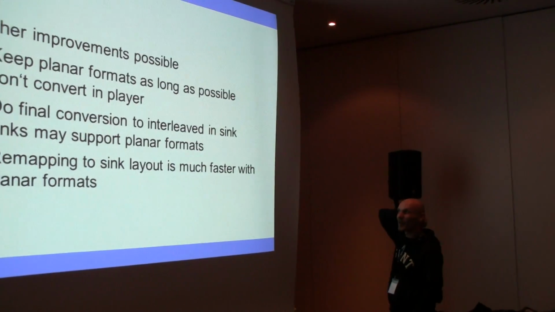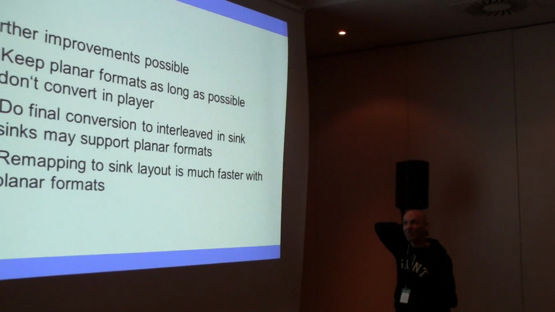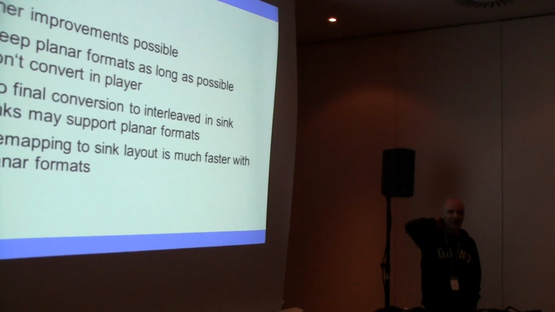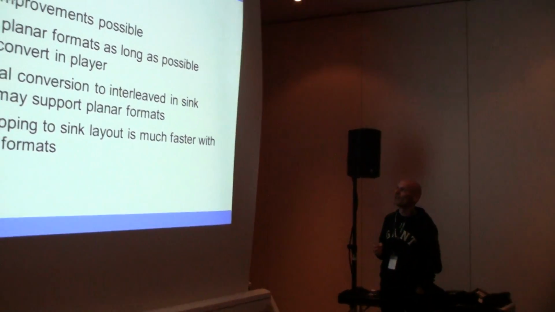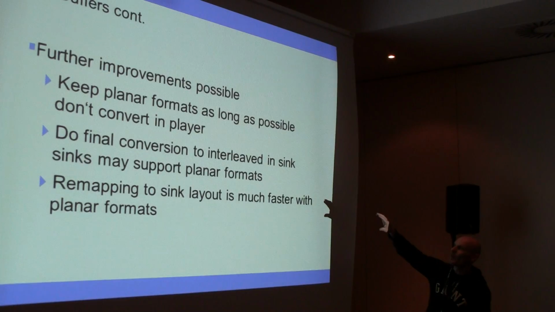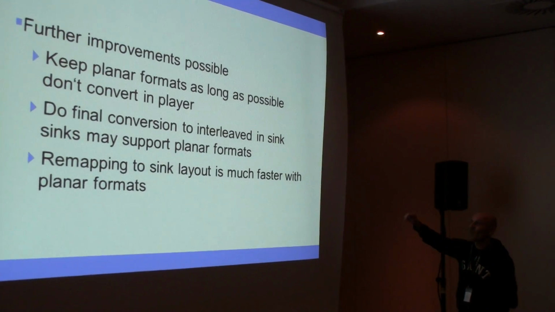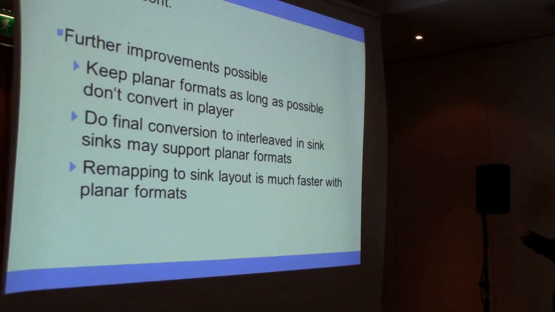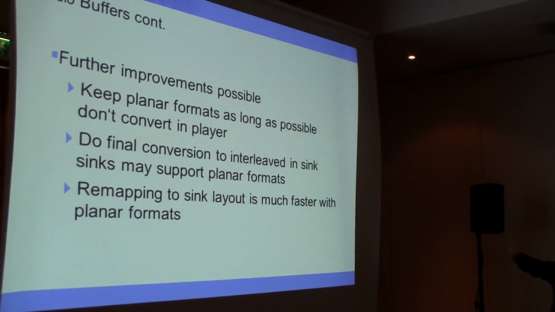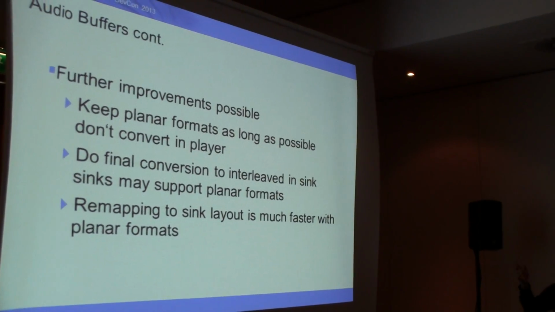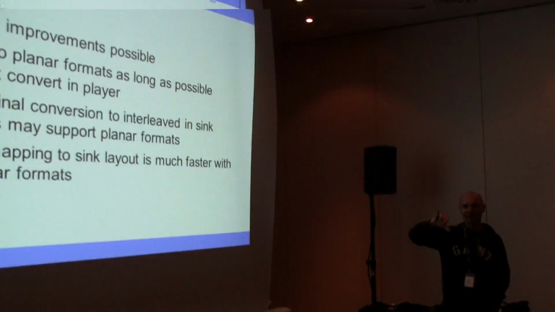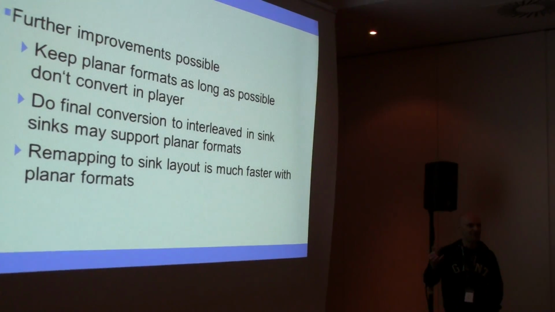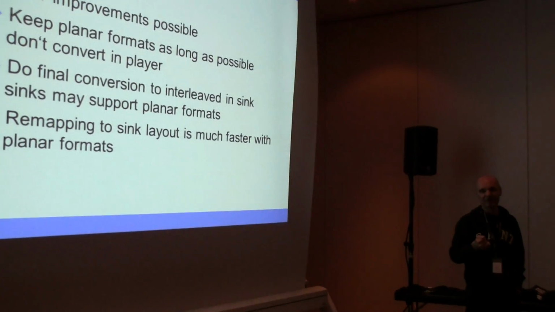So keeping the planar formats, which was a big pain point after the last FFmpeg upgrade, it broke quite a lot. It keeps the format, and we do the final conversion to interleaved at the sink stage, leave it to the sink, get it out of the audio engine. Remapping the sink layout might be much faster when we have planar format. It's just remapping a pointer. When we have interleaved there, we have to touch every sample, which is quite some overhead.